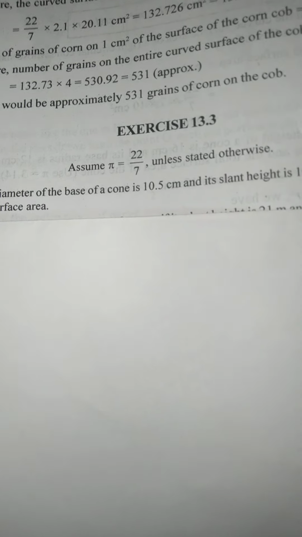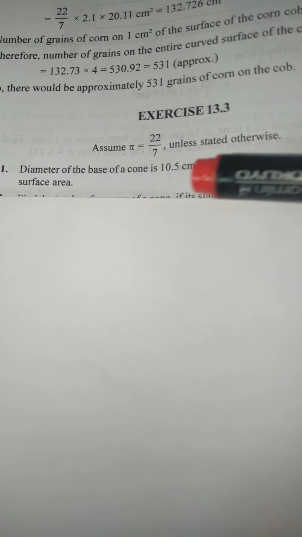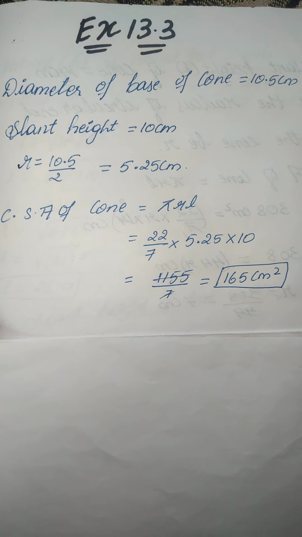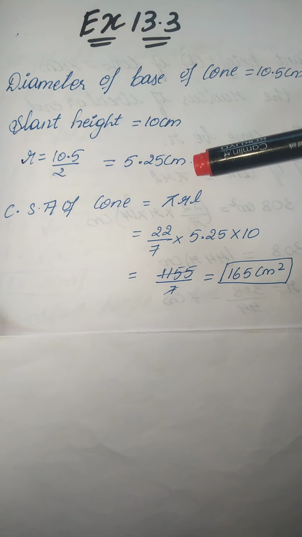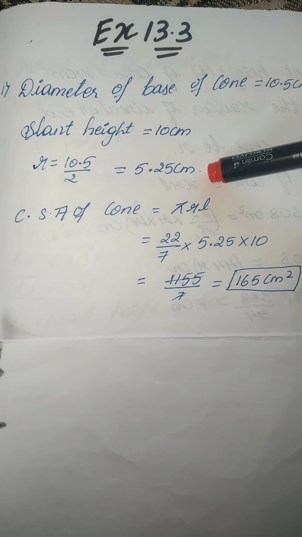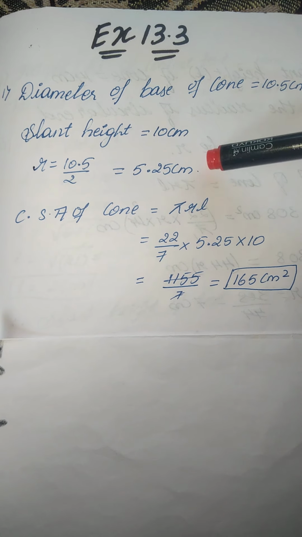First question, it is a direct question. They have given the diameter as 10.5 centimeters and slant height as 10 centimeters. Find the curved surface area. As they have already given the diameter, it is easy to find the radius. Earlier we have found it several times by dividing with 2. So my radius is 5.25 and slant height is 10 centimeters.